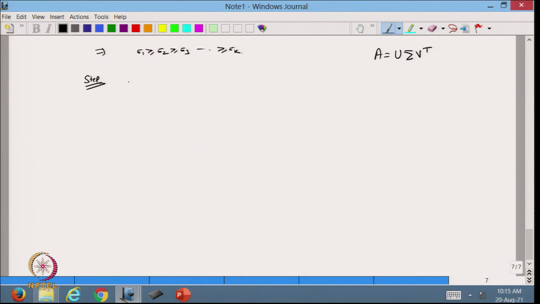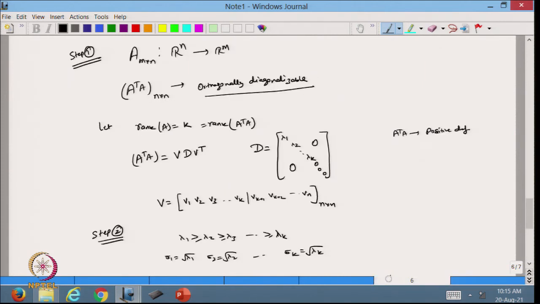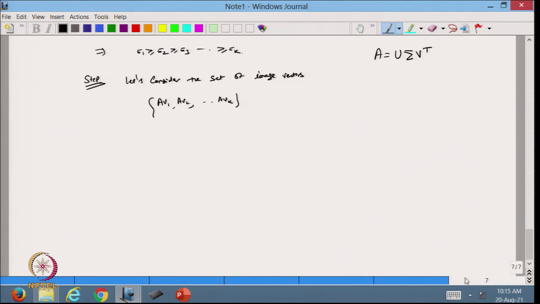So, let us take this one. This is my non-zero singular values. So, now let us consider the set of image vectors. I just consider A V1, A V2 up to A Vk. So, I am taking the k images of the k vectors V1, V2, V3, and V1, V2, V3 are coming from here. So, that we know.